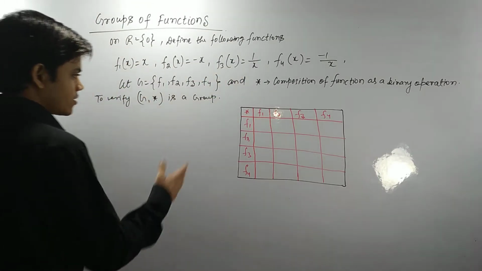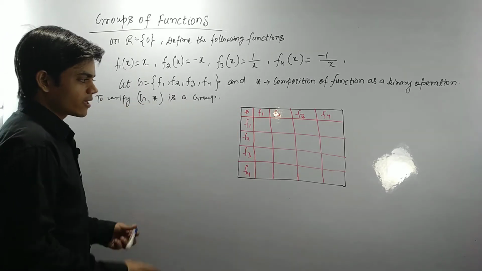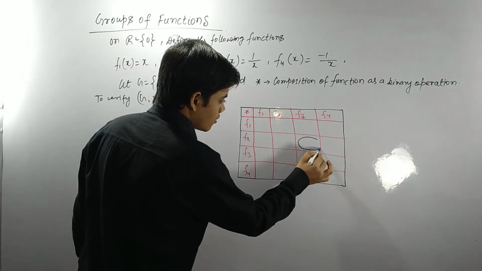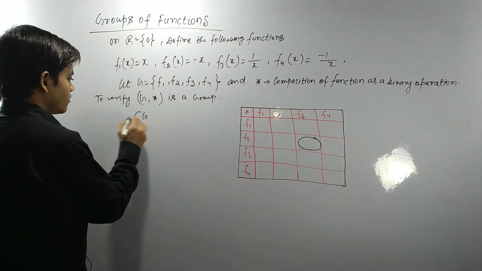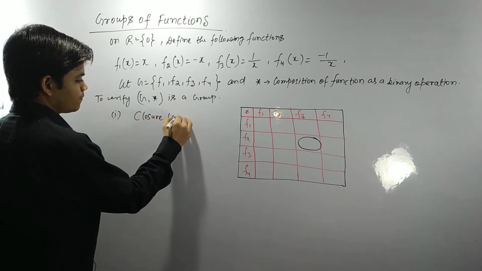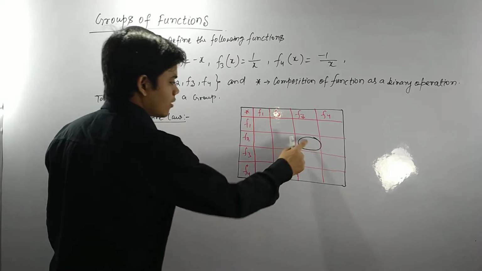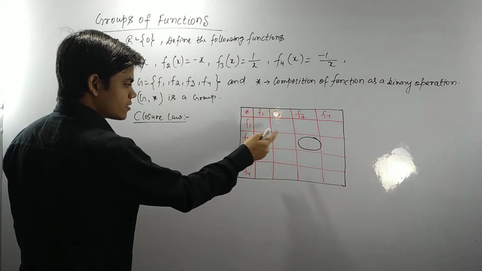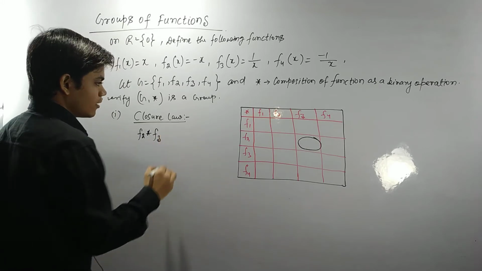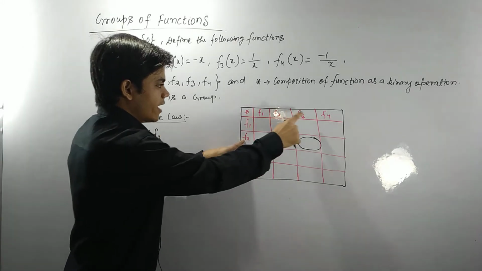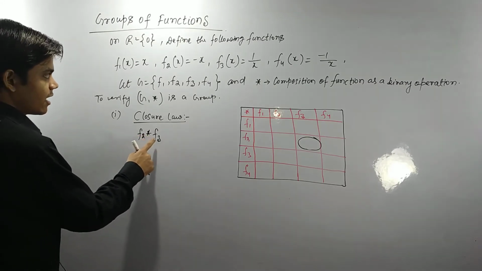So how will you fill this table? First of all, you have to use the star as the composition. For example, I will ask you, what will you get here? Okay, so to verify closure law, the first thing is what? Closure law. Okay, so my question is, what will be here? So what should you do? What does this mean? This means f2 star f3. If you do f2 star f3, then you will get the element that will be placed here. So f2 star f3 is here.